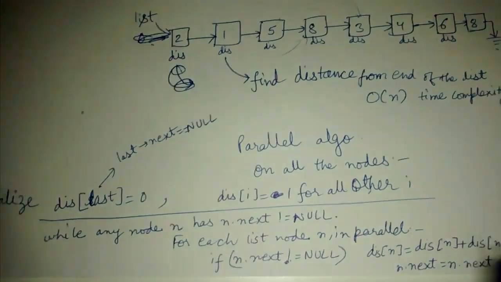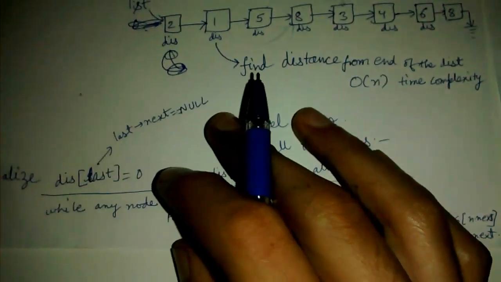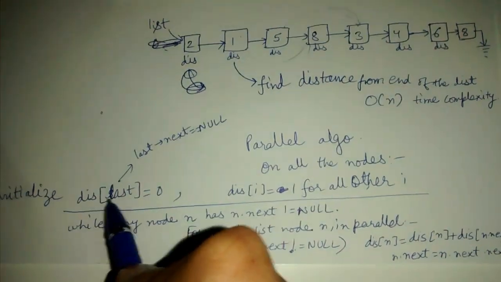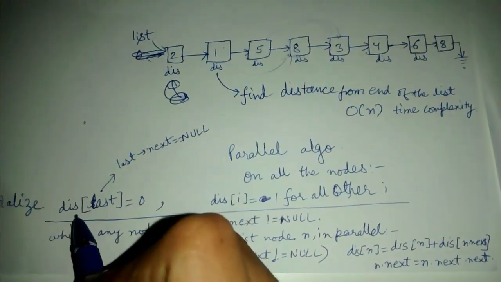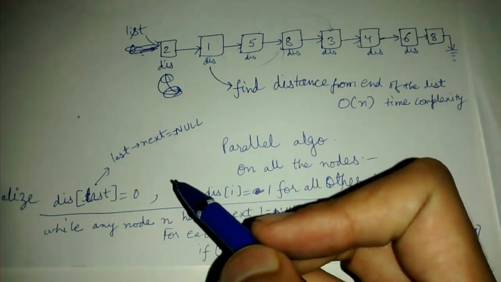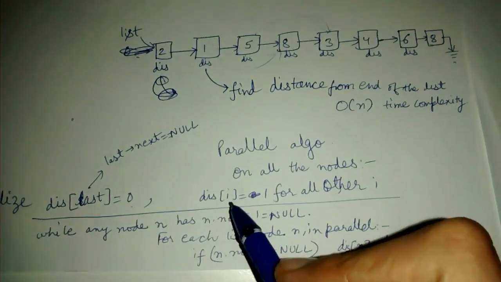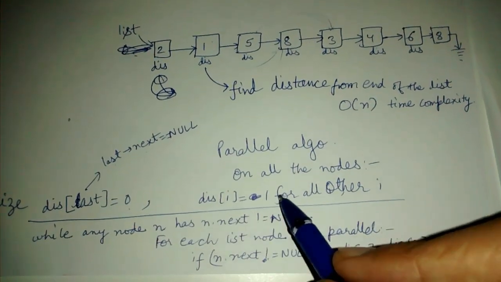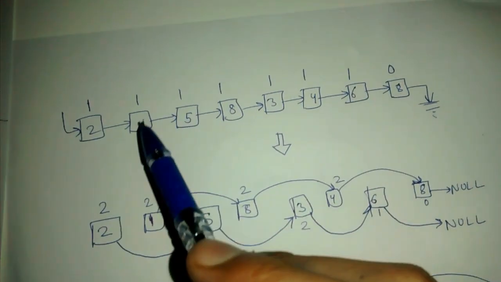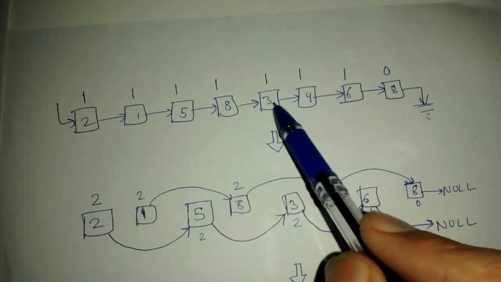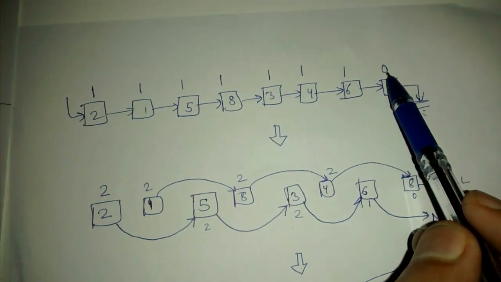So we will try to explain this algorithm with an example. Initialize dis, representing the distance of that particular node from the end. So dis of last is equal to 0 because it is the last node. How is it identified? Because last's next is equal to null. And all other dis I are initialized with 1 for all other I. So here I have done the same. All other I have initialized by 1 and this one I have initialized with 0.